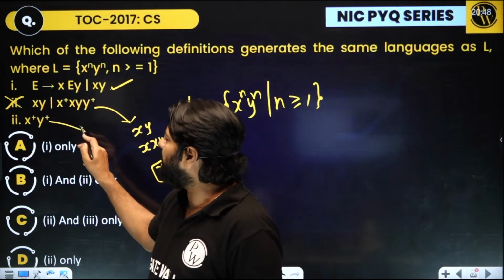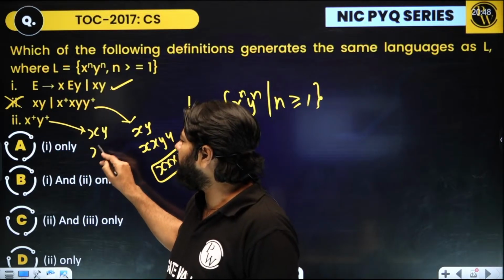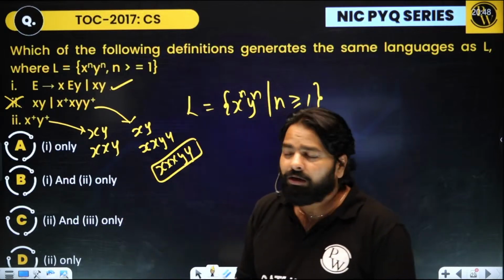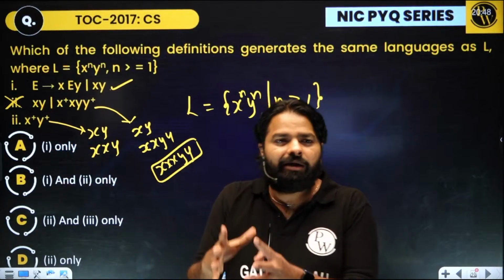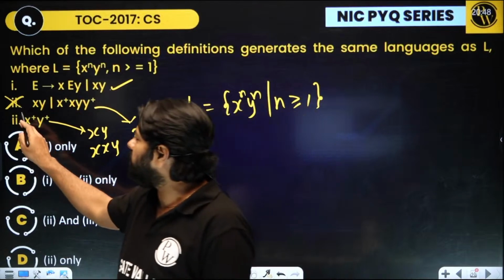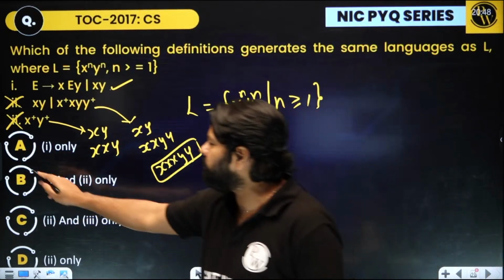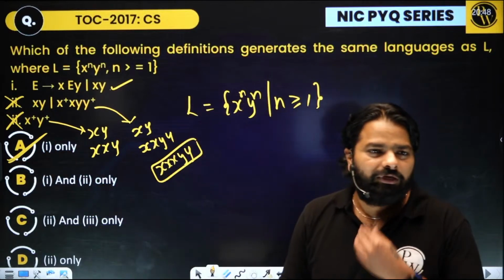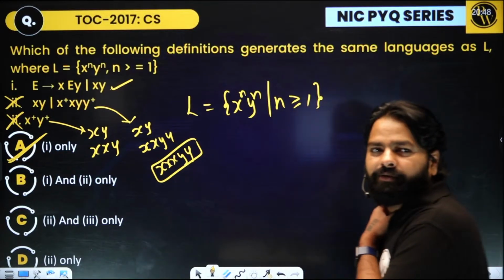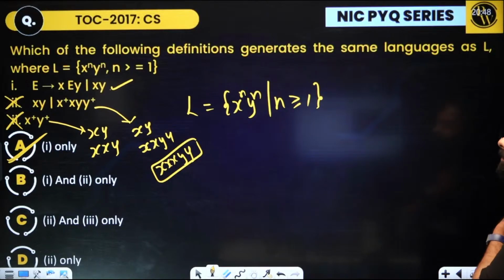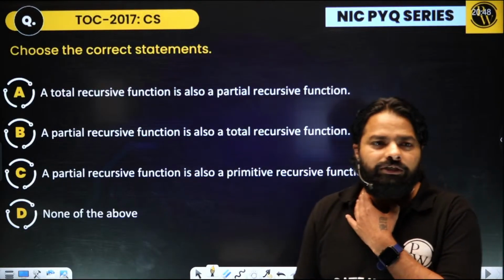And x plus y plus, the minimum is xy. But next to the minimum, double x y is possible because x plus means I can generate double x also. So this one is also not equivalent. So only one, that is option A. Yeah, option A is correct. Next one.